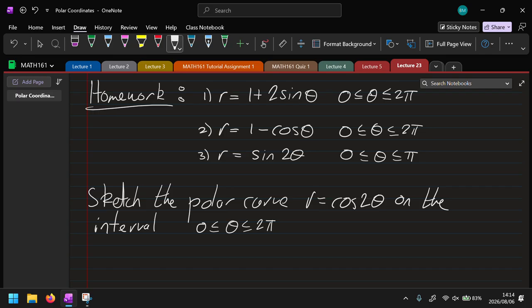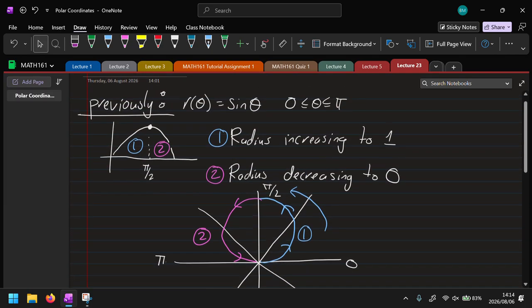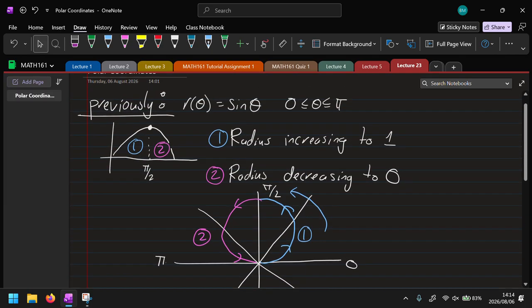This is roughly how it's going to be worded in the test and exam: sketch the polar curve, some polar function of theta, with some interval. It will be roughly 5 marks for that. So it's roughly 2 marks for the side working, figuring out your regions and so on, and then 3 marks depending on how complicated it is to draw the pieces.